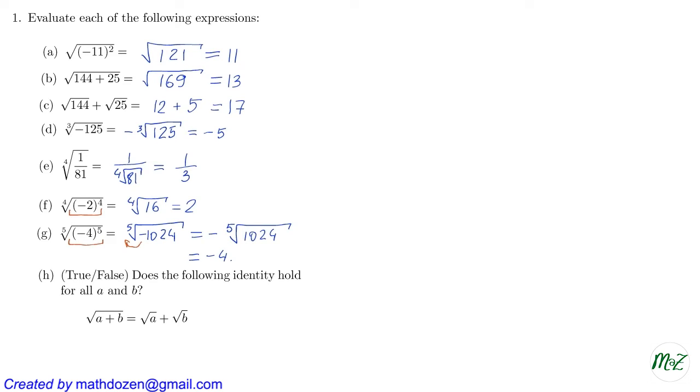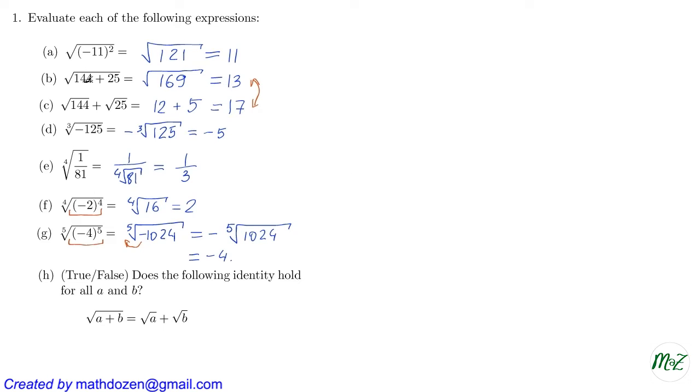And the last question, a true-false question: does the following identity hold for all a and b? So is it the case that the square root of a plus b is equal to the square root of a plus the square root of b? Well, what we need to look at is these two problems.